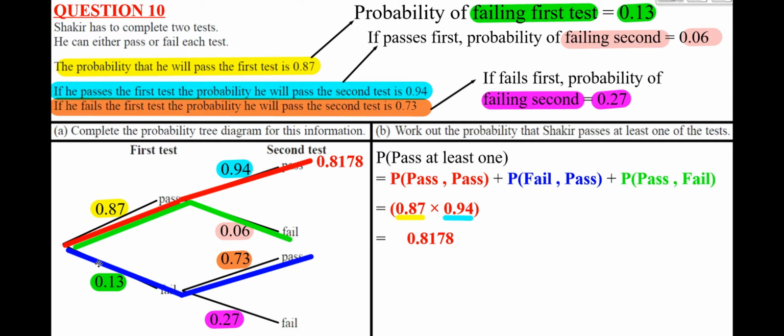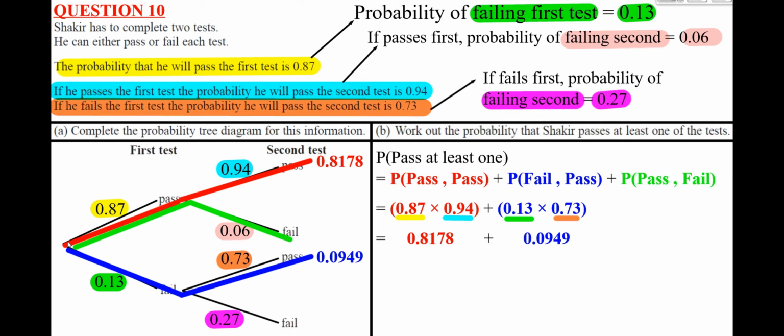So failing first, 0.13, and the second number we pass is 0.73. So as we move from left to right, we multiply the values together. So the chance of failing and then passing will be 0.13 multiplied by 0.73, which should come out on your calculator to give 0.0949. The final option is pass and then fail.